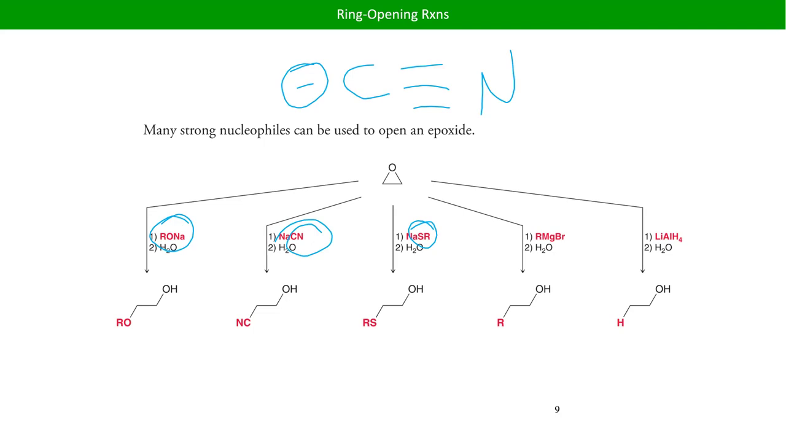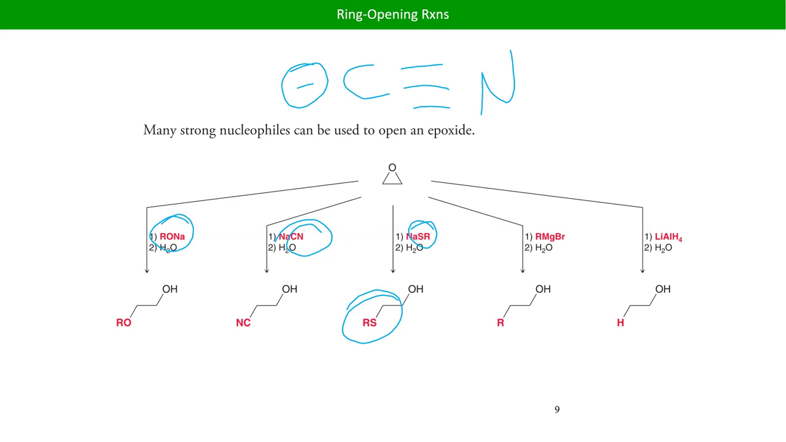So if you use that middle one, you're gonna make a product that's called a thioether. So it looks a lot like a regular ether, but the word thio means you took an oxygen and you replaced it with a sulfur. So a thioether is the same thing as an ether, just with a sulfur instead of an oxygen.